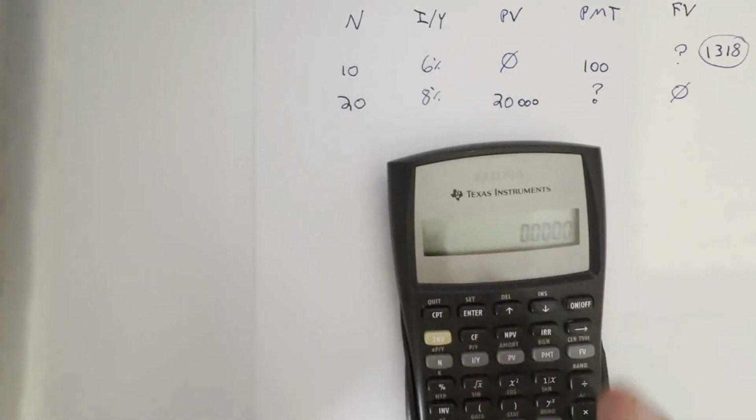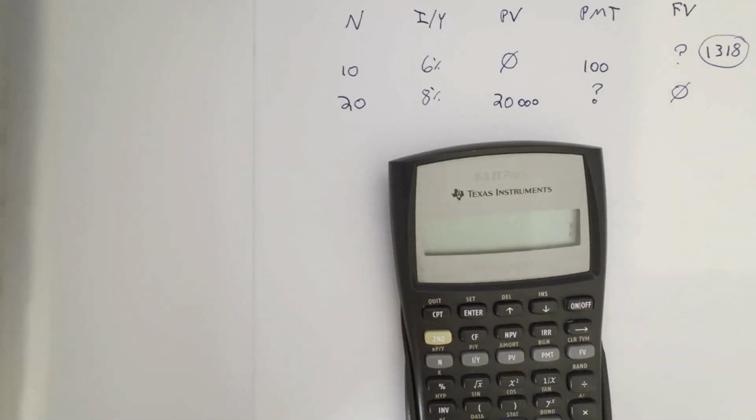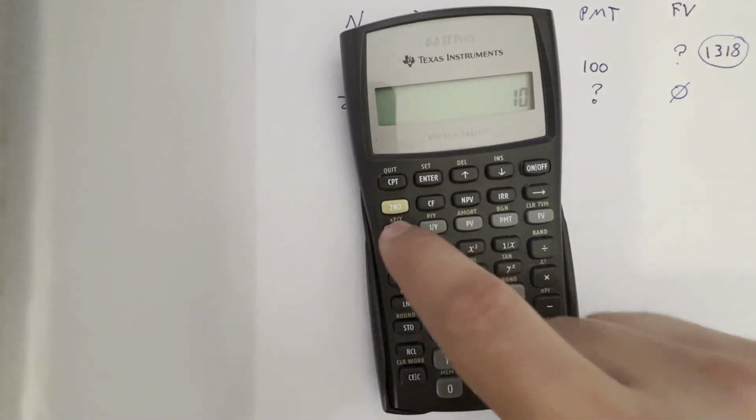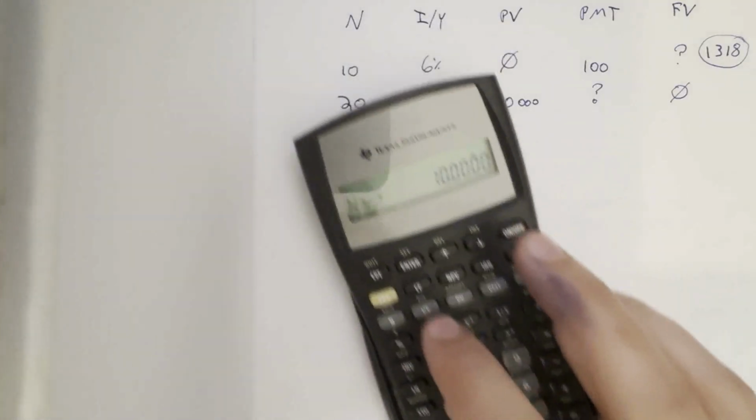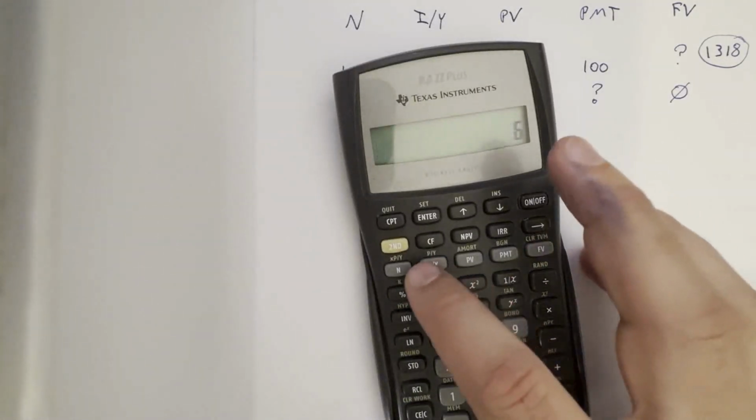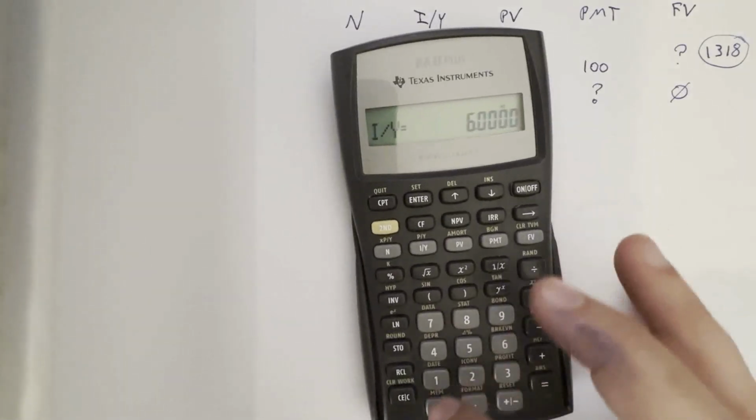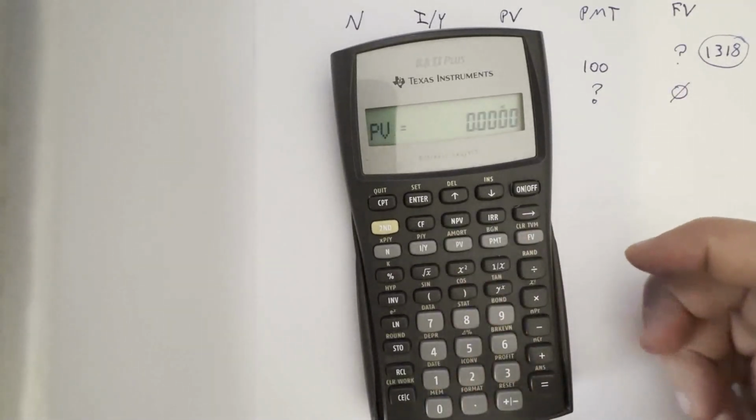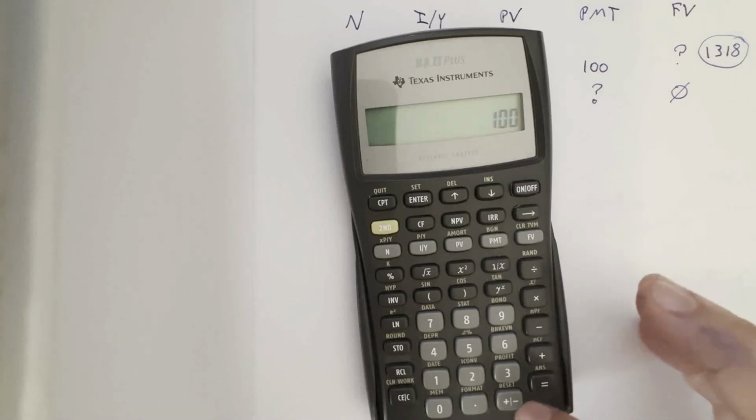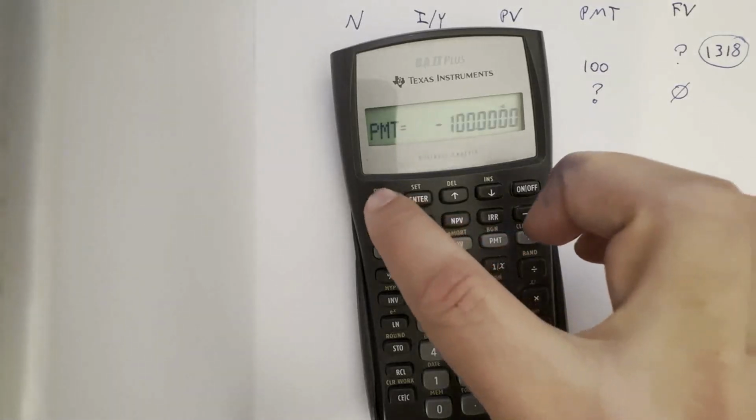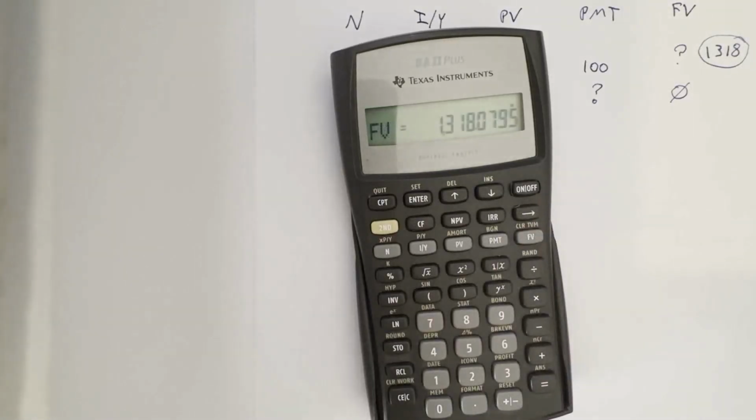Again, if I did that too fast, I'll just re-explain it. We said over a period of 10 years, 10 is N, we had a 6% rate of return. We started with nothing, so 0 present value. We put in $100 a year out of our pocket. That's the payment. We compute future value.